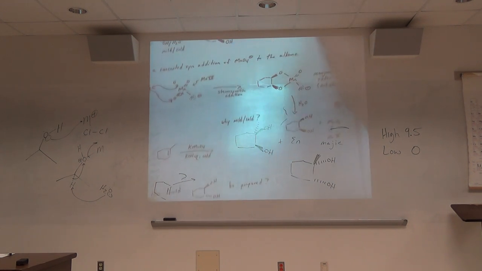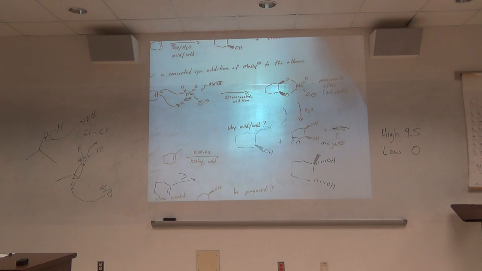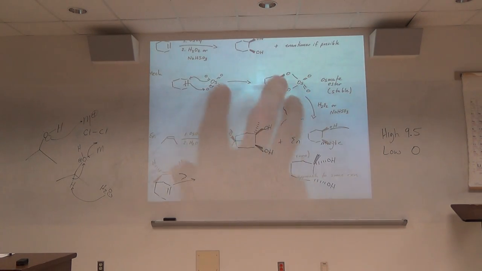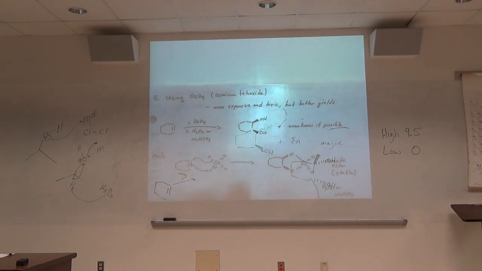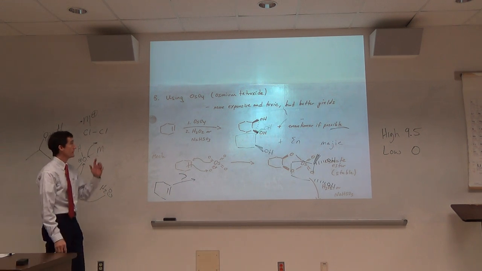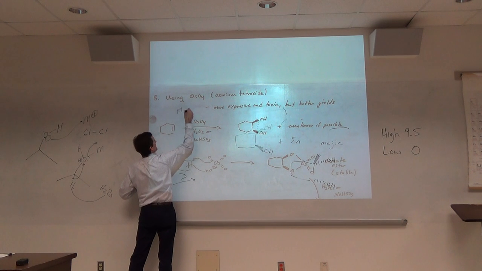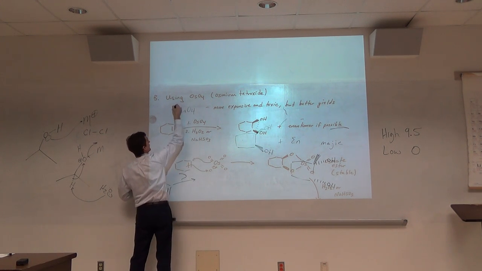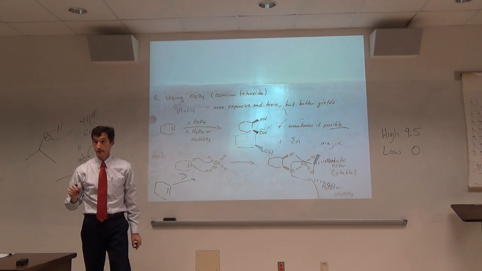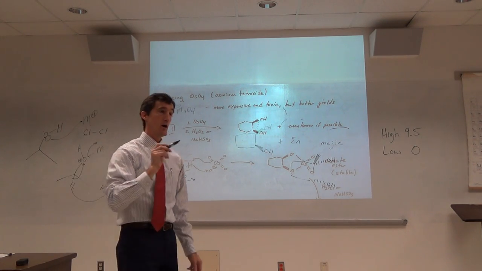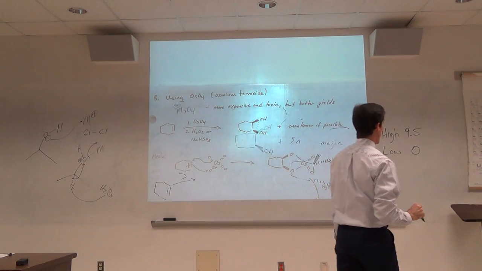All right. Now, we can also do this using osmium tetroxide. Analogous to MnO4, but MnO4 is an anion. OsO4 is neutral.